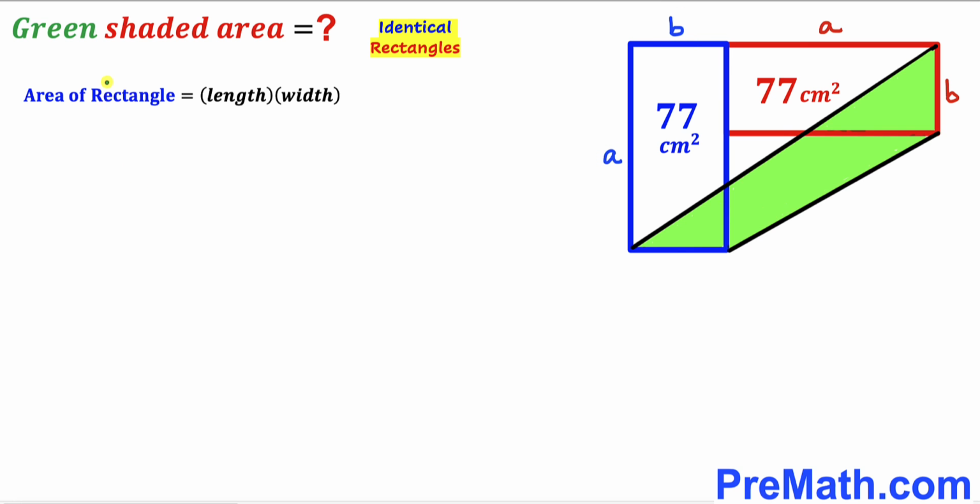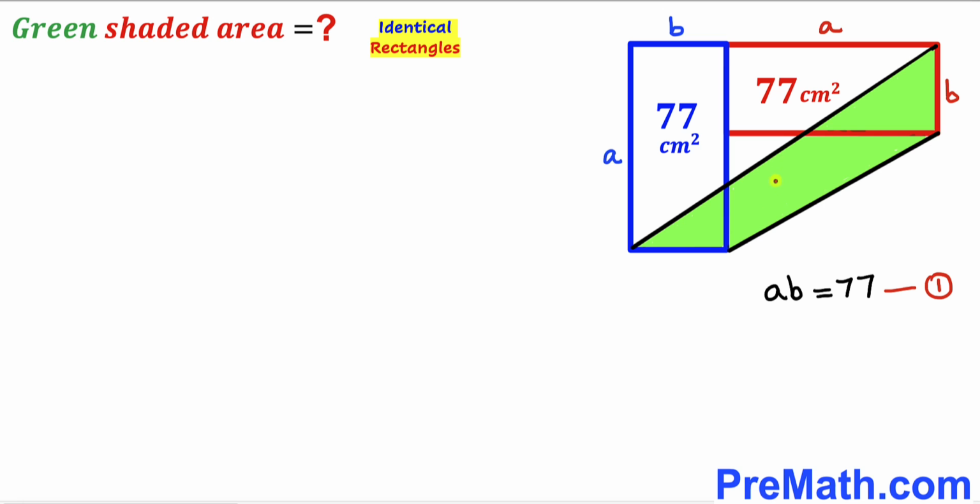And now let's recall the area of rectangle formula. Area is always equal to the length times the width of the rectangle. And in our case, our dimensions are a and b. The area is 77 centimeters square. So let's go ahead and fill in the blanks. So the area of the rectangle, 77, is going to be equal to a times b. Or we can simply write down a times b is going to be equal to 77. And I'm going to label this one as our equation number 1.